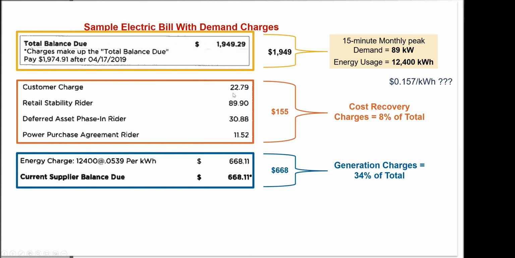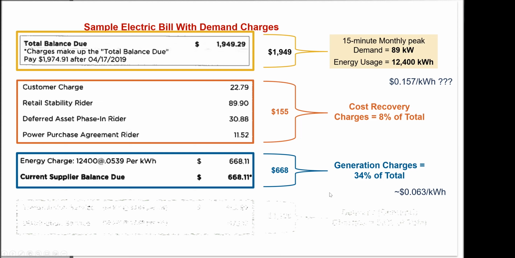This middle cost recovery section has the customer charge of $22. It also has some other riders that are charged either per kilowatt hour or per kW. They add up to $155, which is not the largest part of that bill. Energy is a big part of that bill at $668. But if we're paying $668 for our energy or our generation, that's actually 6.3 cents. So when we're saving that kilowatt hour, we're actually saving only 6 cents, not 15.7.